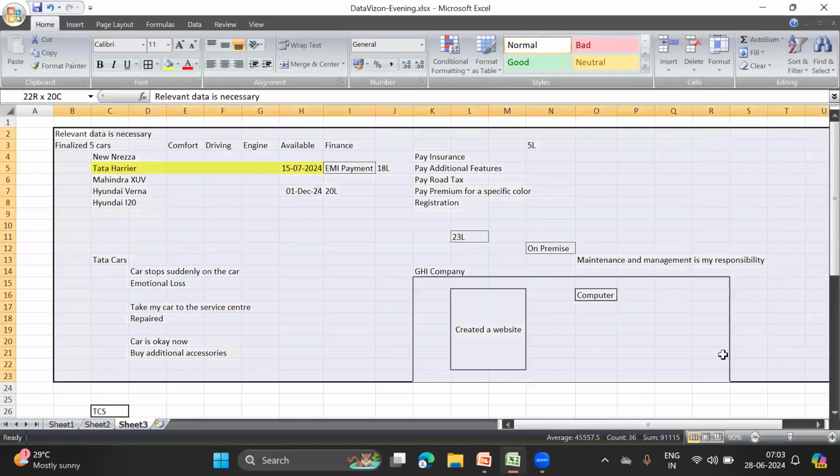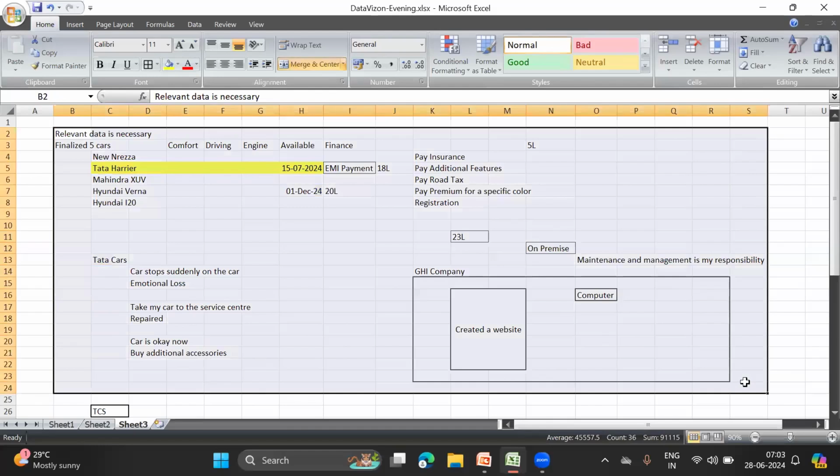This is your on-premise, right? I can compare it to on-premise because I had to do everything. I had to pay, I had to go to the showroom, I had to get my car repaired, I had to pay a lot of things. So you can say this is equivalent to on-premise. Can someone tell me what is the equivalent of the cloud technologies, where I do not have to buy a car, but still I can enjoy the benefits of a car?